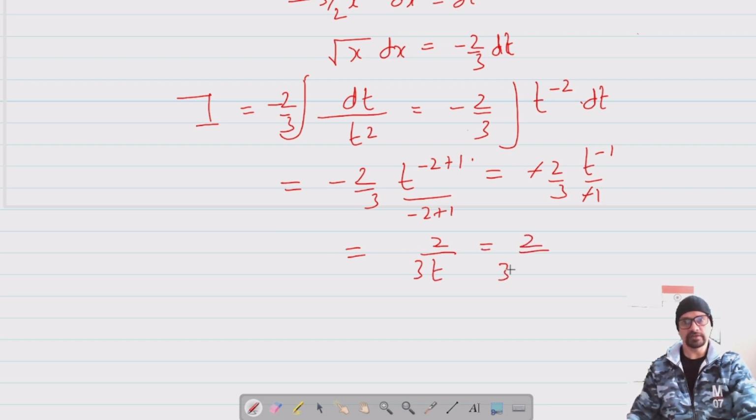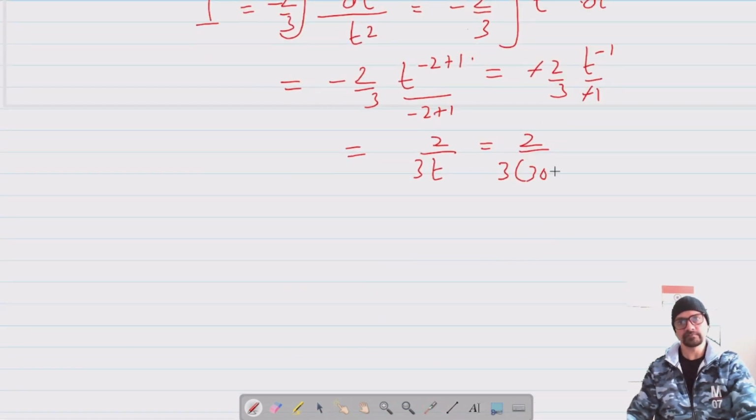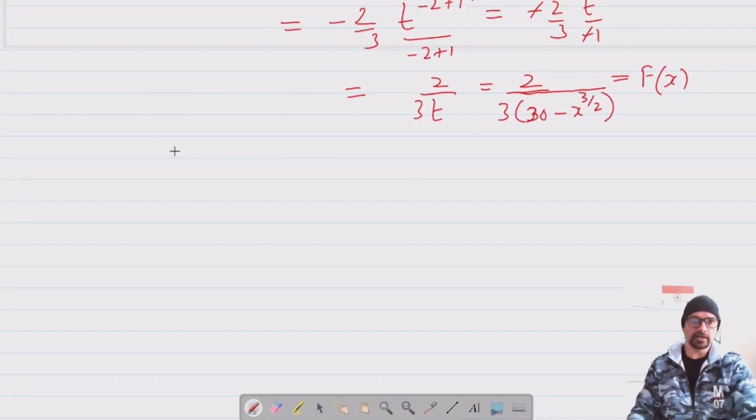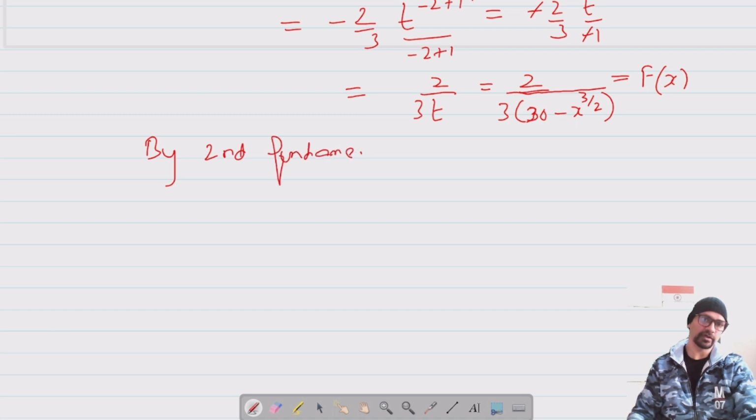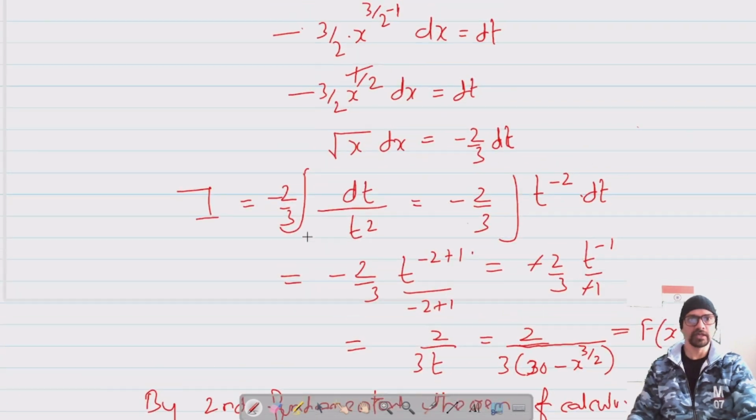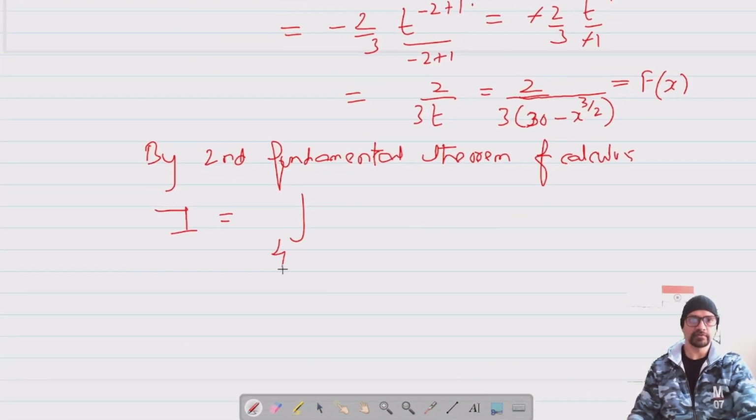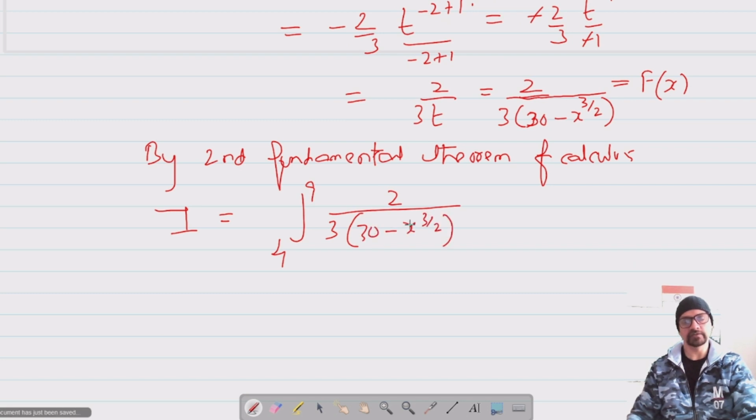And if we replace the value of t, which was 30 minus x raised power 3 by 2, this is our function, the entire antiderivative. And now by the second fundamental theorem of calculus, we are going to evaluate it for the limits. So by the second fundamental theorem of calculus, our integral I should be the integration from 4 to 9, lower limit is 4, upper limit is 9, and it has to be evaluated for 2 by 3 into 1 upon 30 minus x raised power 3 by 2.